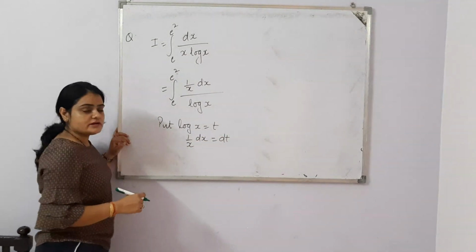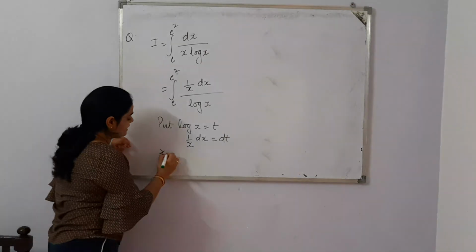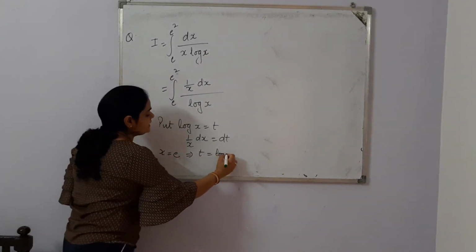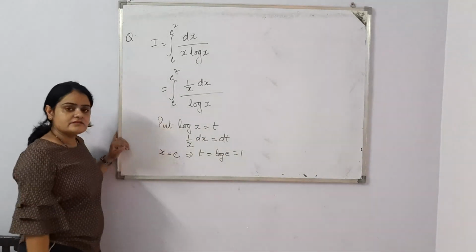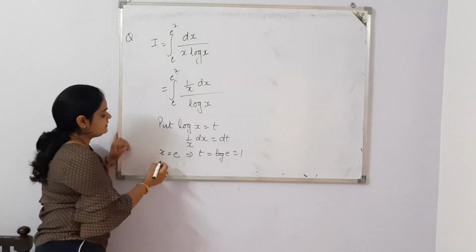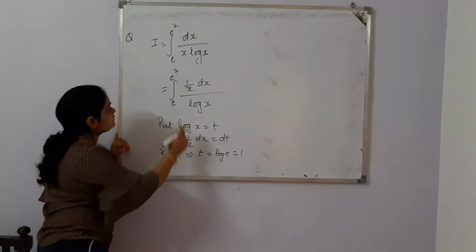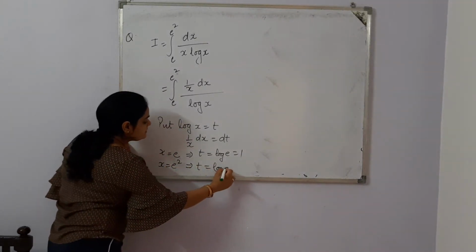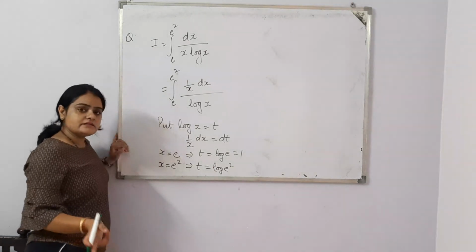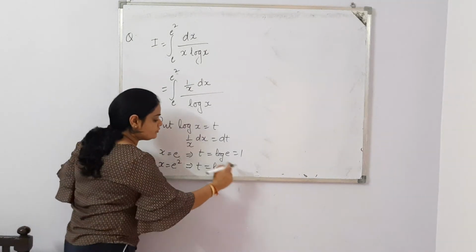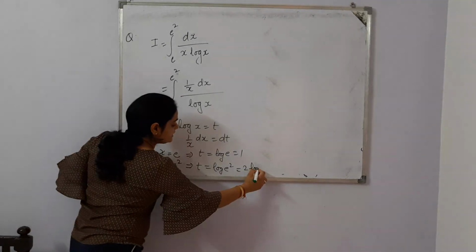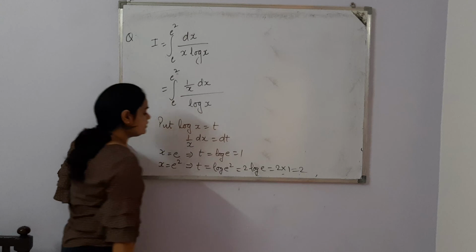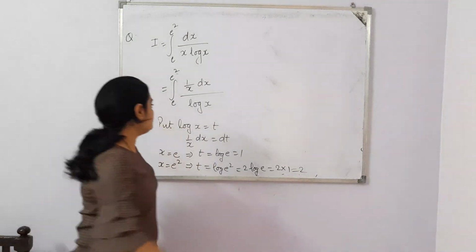Now we need to convert the limits as well. If x is equal to e, then t is equal to log e, and log e is 1. Just remember log e's value is 1. If x is equal to e square, then t is equal to log of e square. Now I will apply the property of log m raised to power n. This becomes 2 log e. Log e's value is 1, so 2 into 1 is 2. Now the limits are 1 to 2.